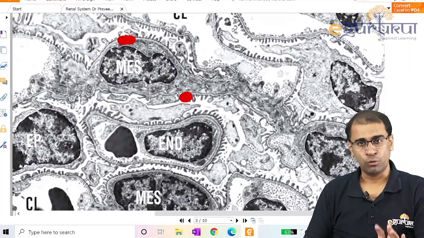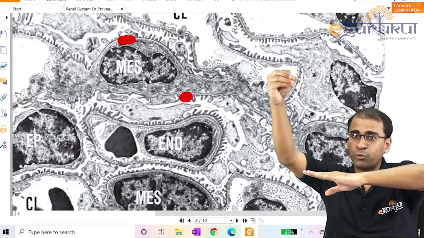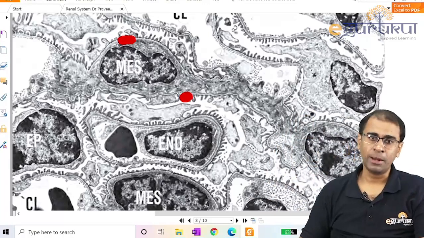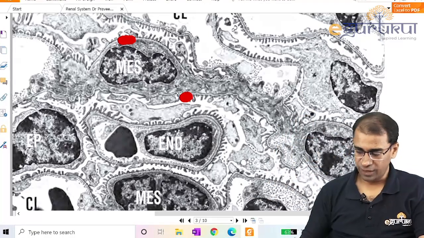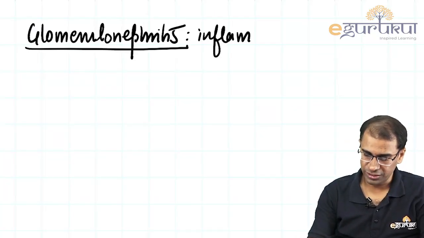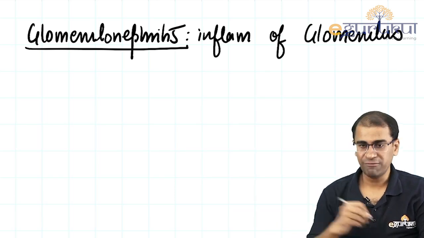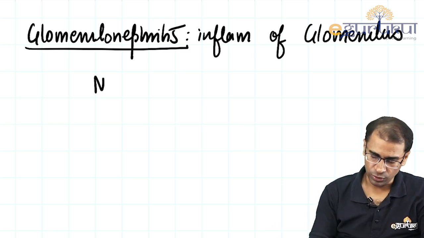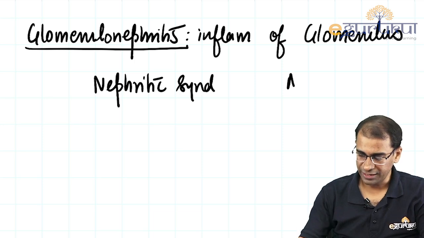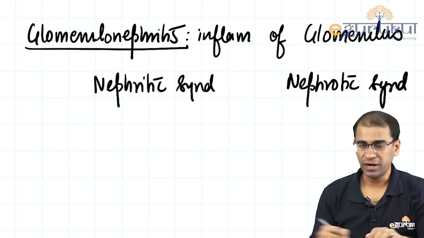Because of the inflamed glomerulus, the negative charge of the GBM is lost and protein starts coming out into urine. Two types of findings can be seen, one is nephritic and one is the nephrotic syndrome. So this means simply inflammation of the glomerulus, which can cause nephritic syndrome or can lead to nephrotic syndrome.